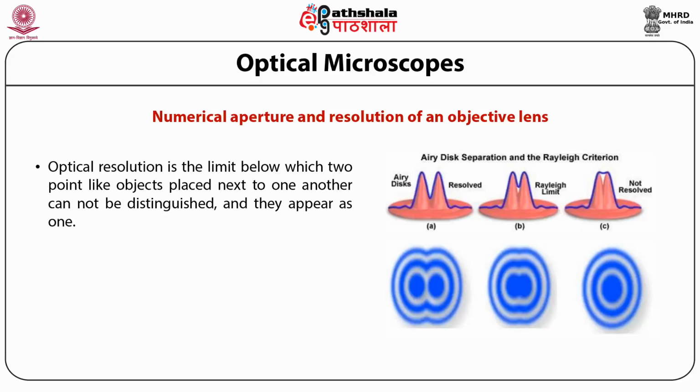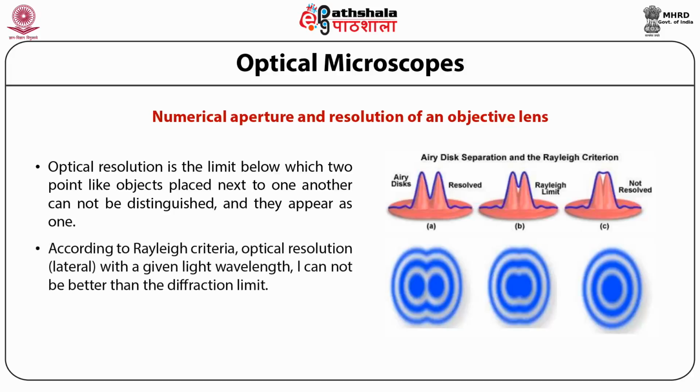And if we can assume it to be a Gaussian, then for the two points which are sitting close by, there are two Gaussian functions. So according to the Rayleigh criterion, optical resolution, and we are talking about lateral resolution only, with a given light of wavelength lambda cannot be better than the diffraction limit. So for every wavelength of light lambda, there is a diffraction limit according to Rayleigh's criterion, that point objects which are placed closer than the diffraction limit cannot be resolved. So resolution equals or nearly equals the wavelength of the light divided by 2 times the numerical aperture, and this resolution which we are talking about is the lateral resolution.